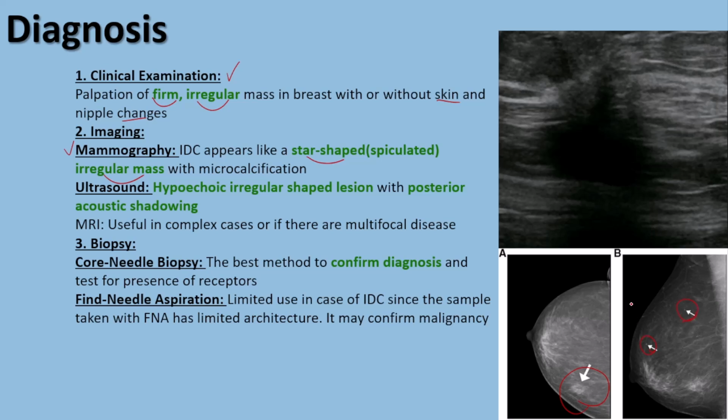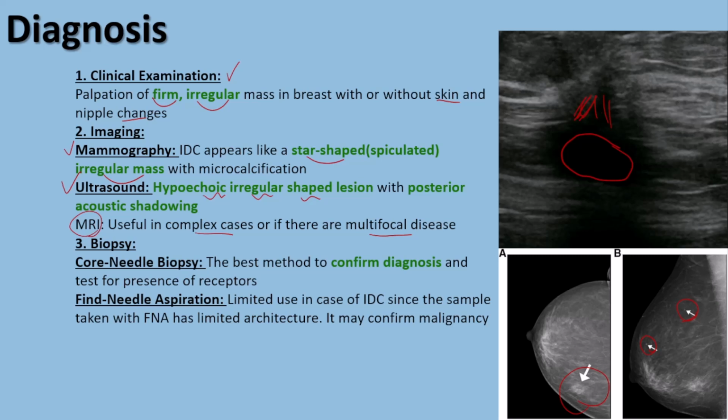And also another imaging study that we can use is ultrasound, and the ultrasound is going to show you a hypoechoic irregular mass lesion, something that you can see here. As you can see, the mass is irregular, and also the posterior acoustic shadowing can be visible in the ultrasound. So this is the ultrasound, and this is the posterior shadowing of the tumor. MRI is very useful if we have complex cases or when we have multifocal diseases.